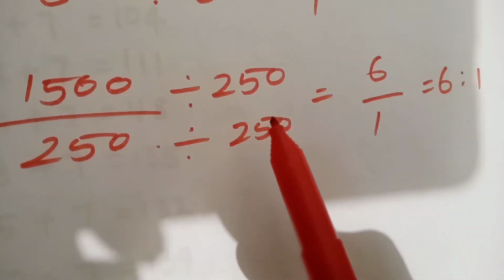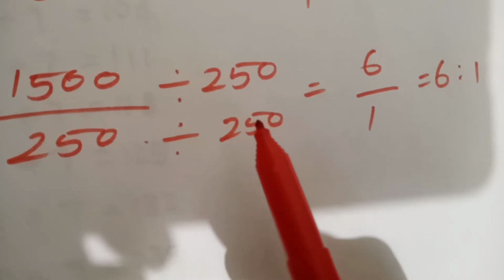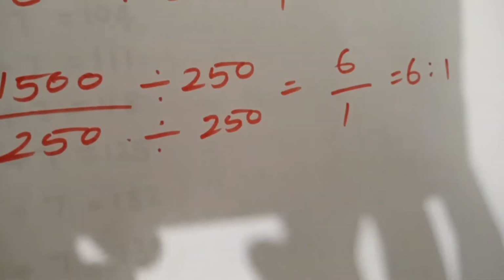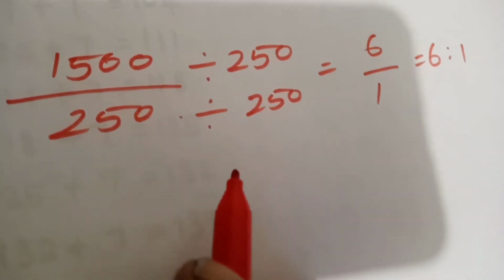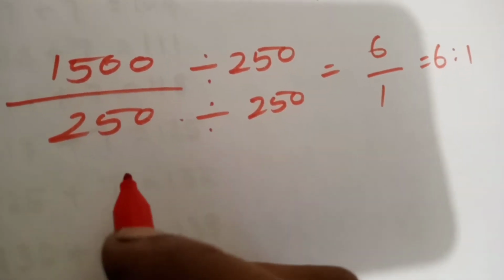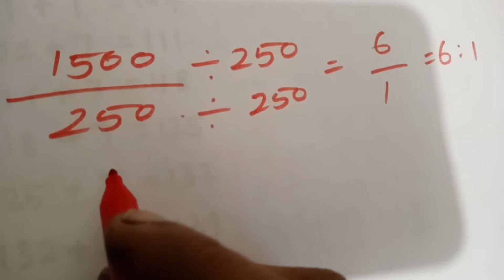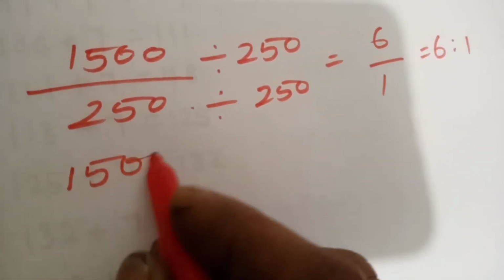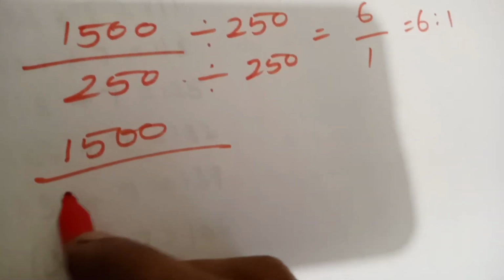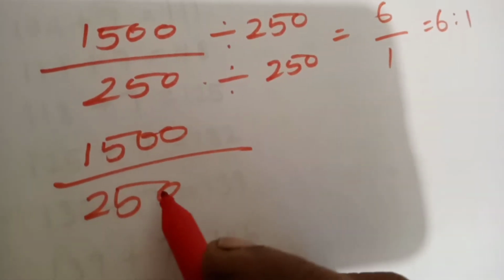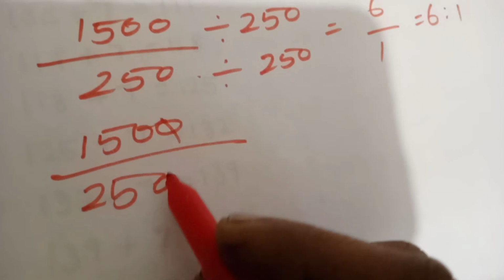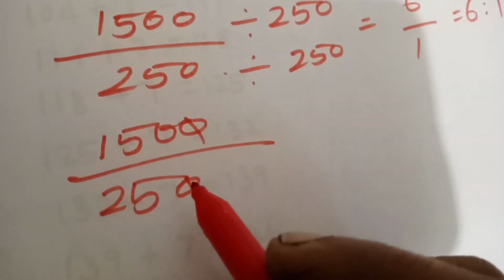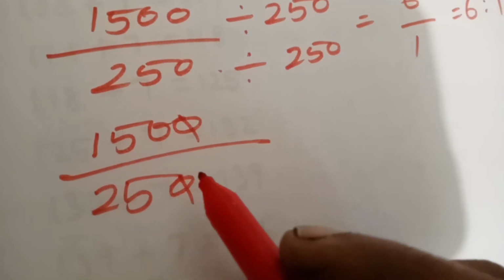This reducing can be done another way also, that is the step by step method. So how can we reduce this one? By the step by step method we can check. That is 1500 divided by 250. We can cut the first unit digit, that is 0, from both of them. That means dividing by 10.